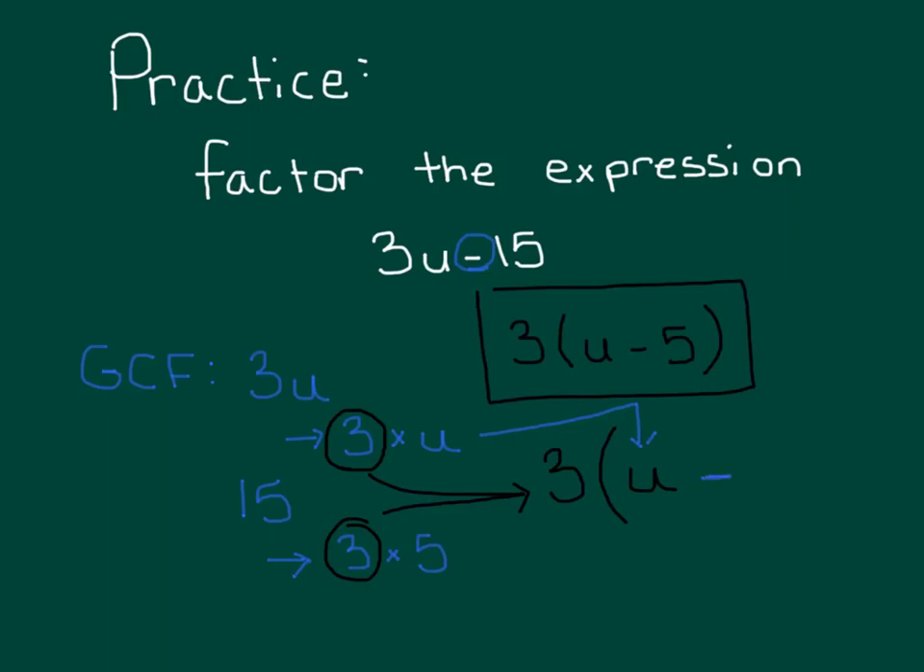And then I'm going to put in the remaining term that I didn't use for 15. In that case, it's 5. So here's that 5, and I'm going to drop it in the last piece of my parentheses. And then I close off my parentheses. So this is why my solution is 3 times the quantity of u minus 5. Let's try the last practice problem.